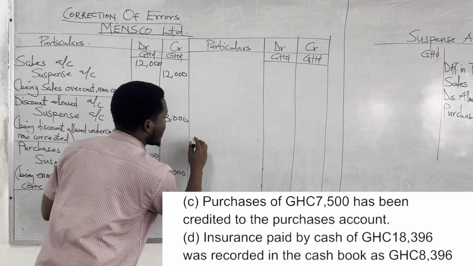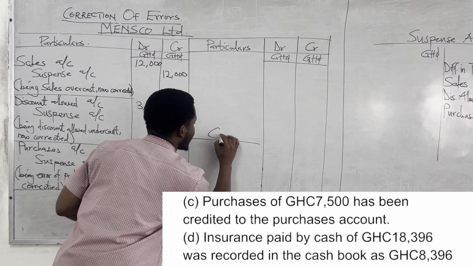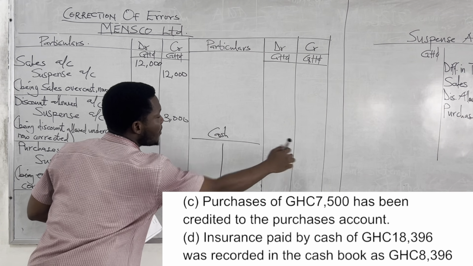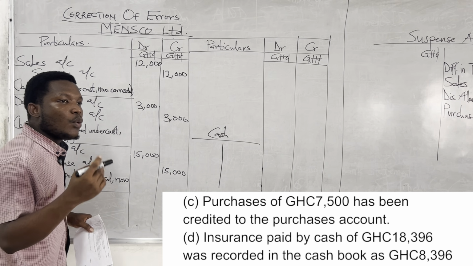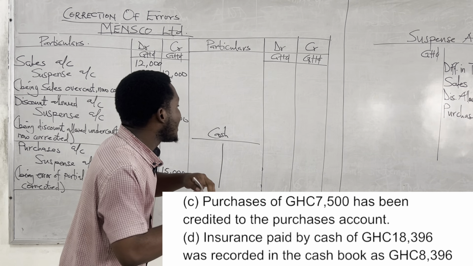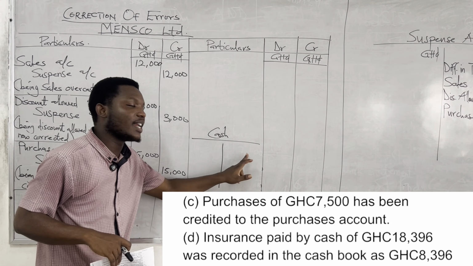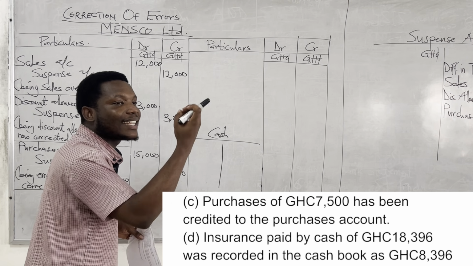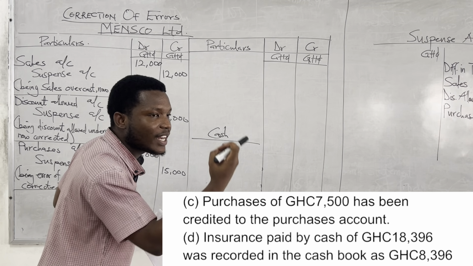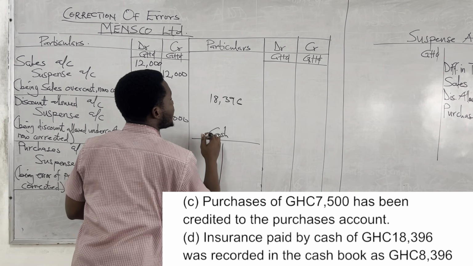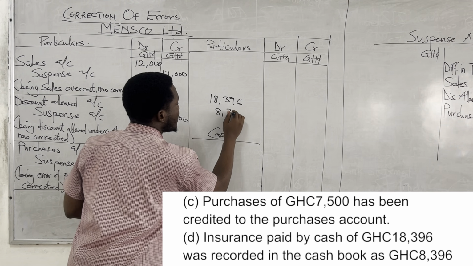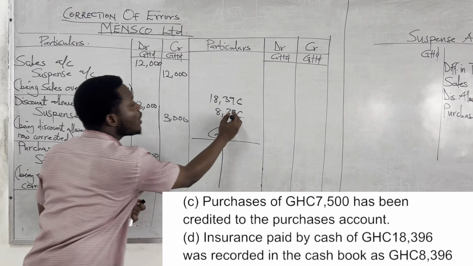So the cash account is this. This is our cash account. And we are making payments. But instead of the 18,396, we wrote it 8,396. So it means we have undercasted the figure or the amount. So this is the original figure, and we recorded it this.